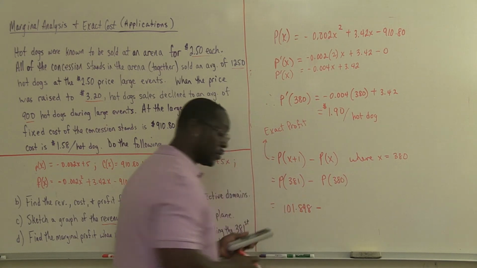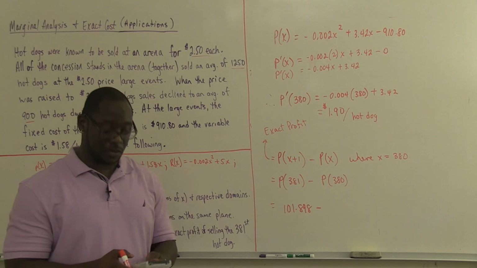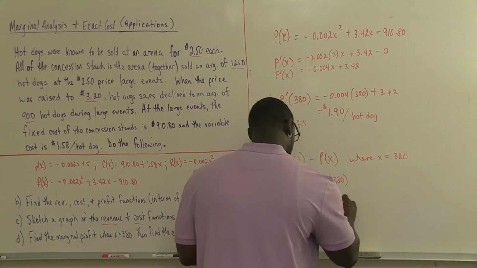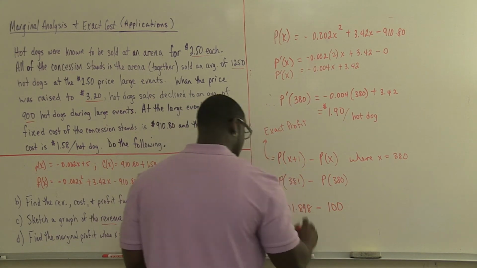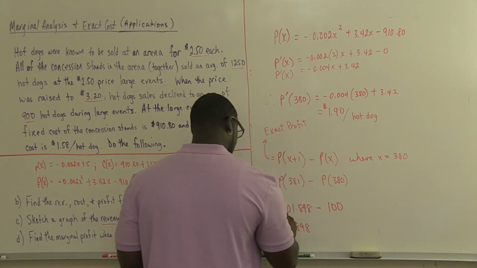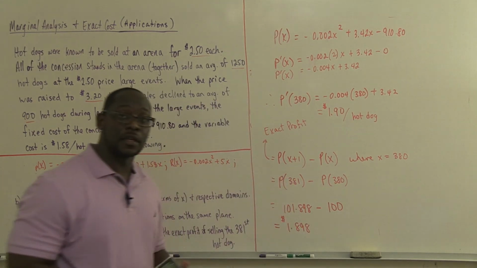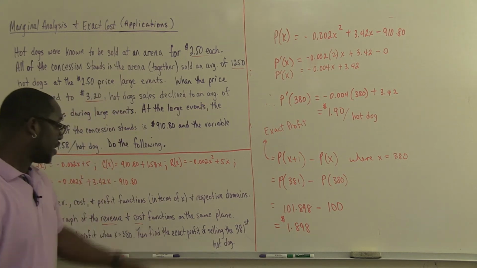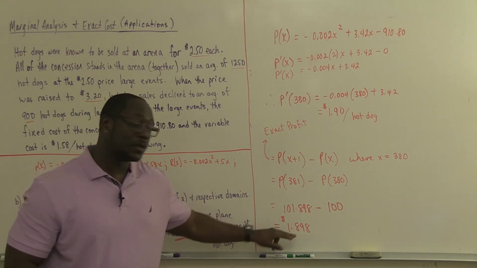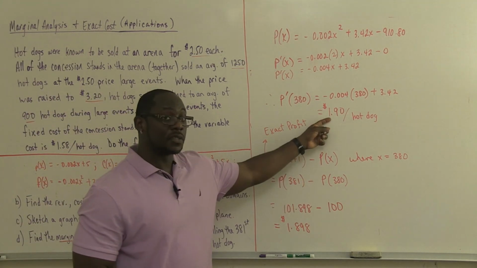101.898. And then I'm going to do the same thing for x equaling 380. So I'm just going to type in 380, plug that in, and I get exactly 100. So we take the difference of that, that would be 1.898. And that would be in dollars here. Now, the thing that I want you to notice is that when we did this, the exact profit was almost $1.90, whereas the marginal profit when x is 380 was $1.90.